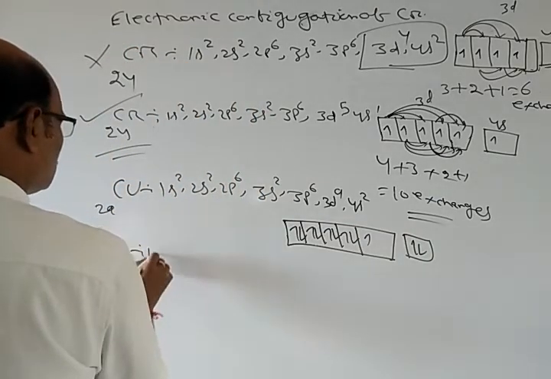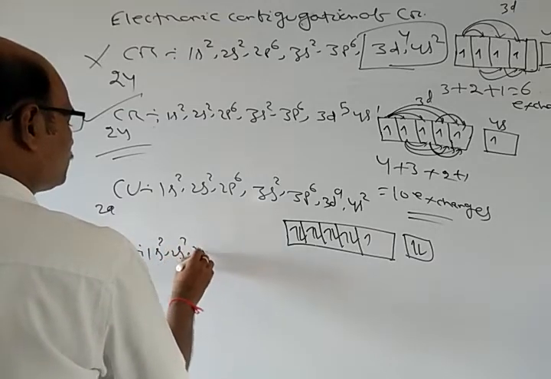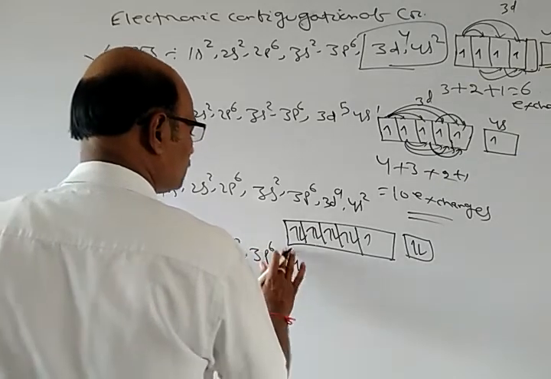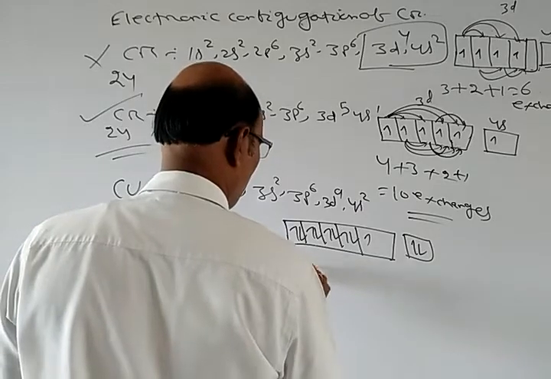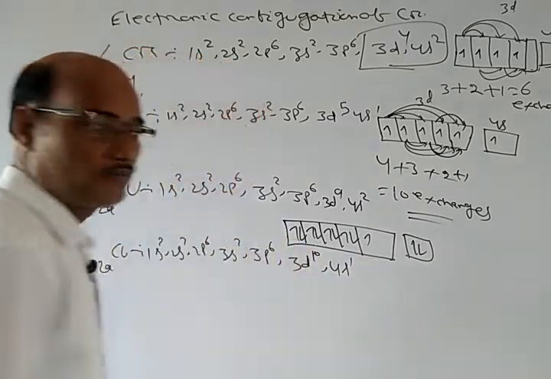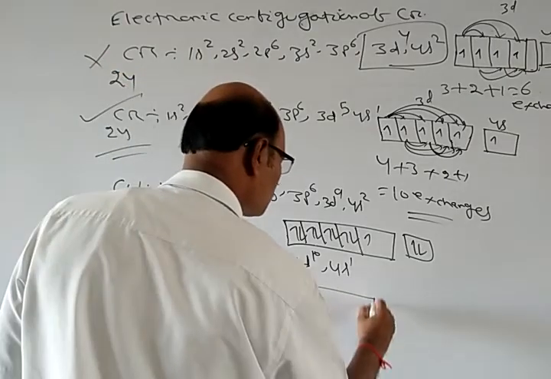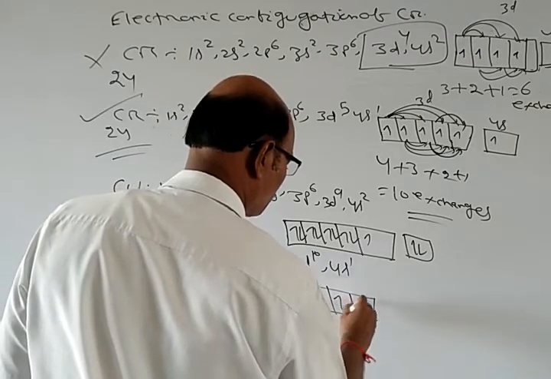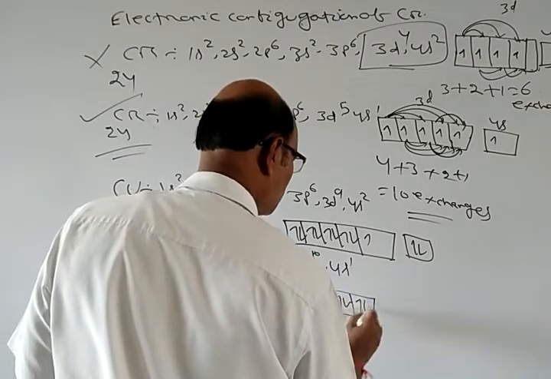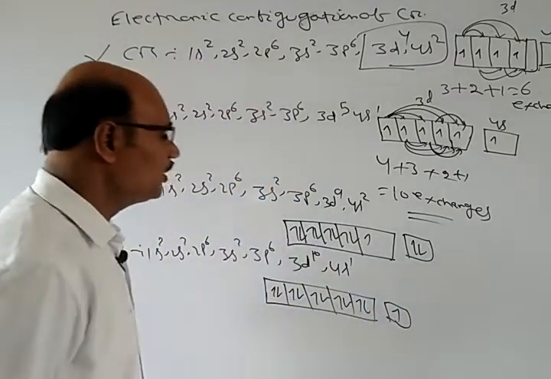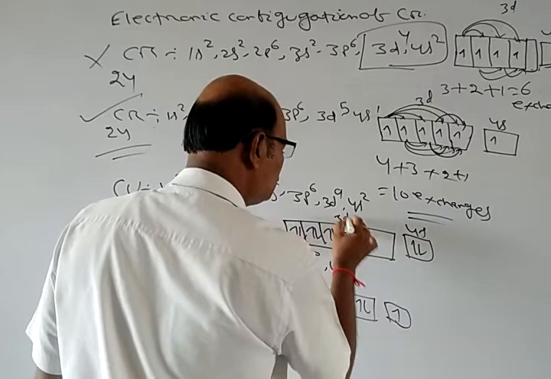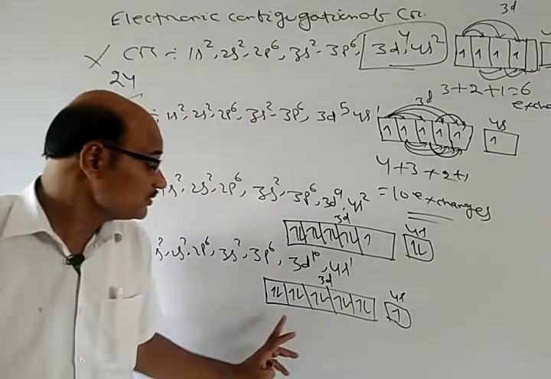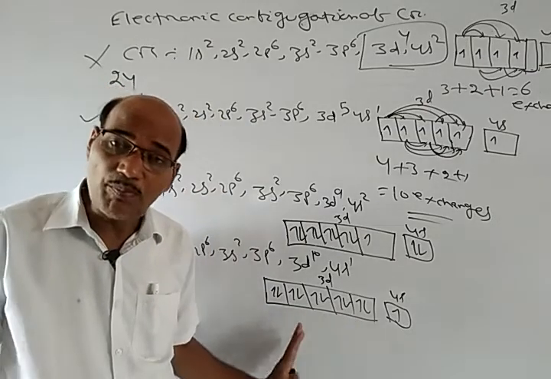copper 29. 1s2, 2s2, 2p6, 3s2, 3p6, 3d10, 4s1. Okay, so here you see 1, 2, 3, 4, 5, 6, 7, 8, 9, 10. So here you see 4s becomes half filled and stable, and now this 3d becomes 3d10, completely filled.